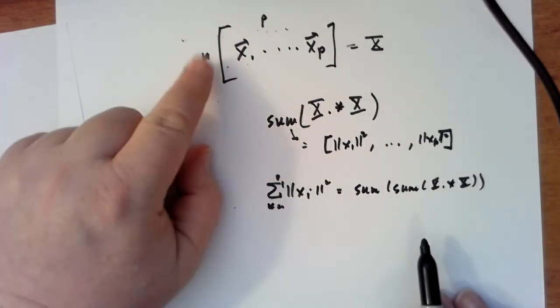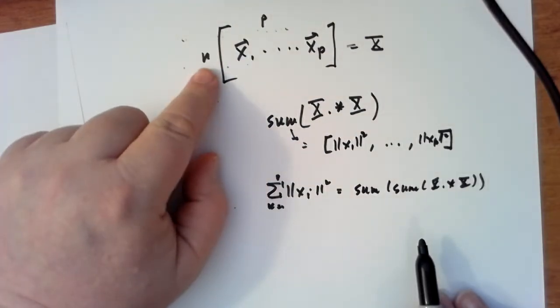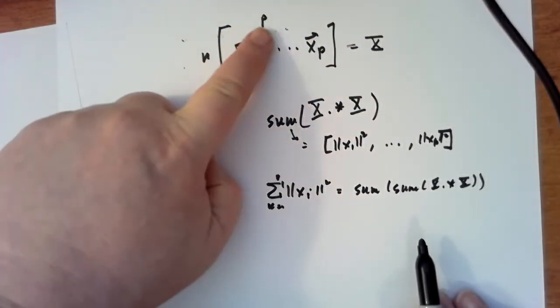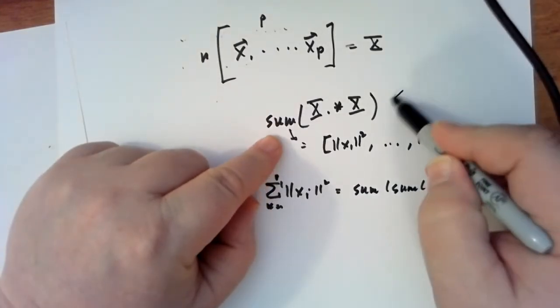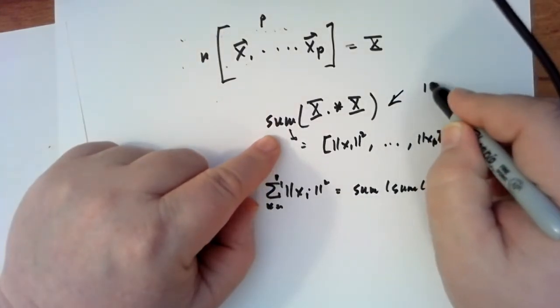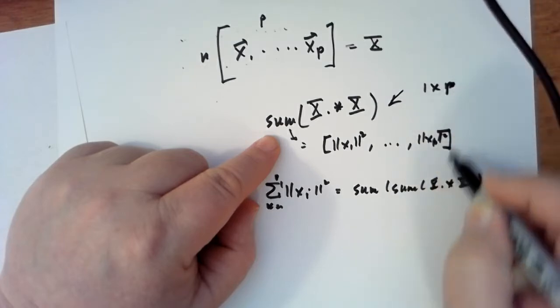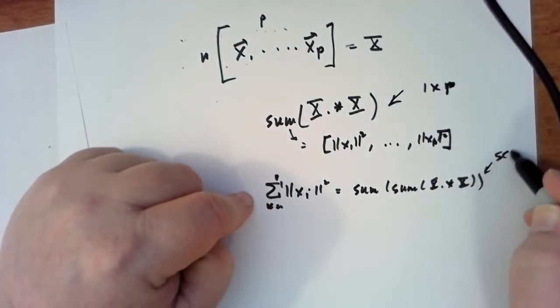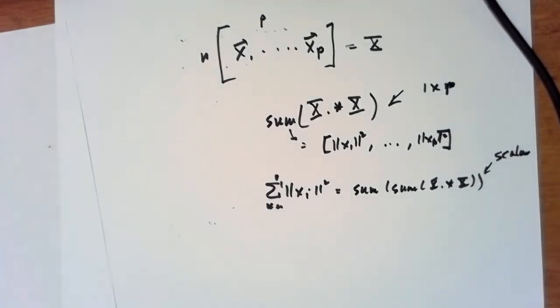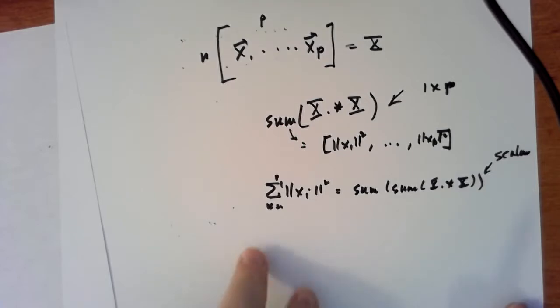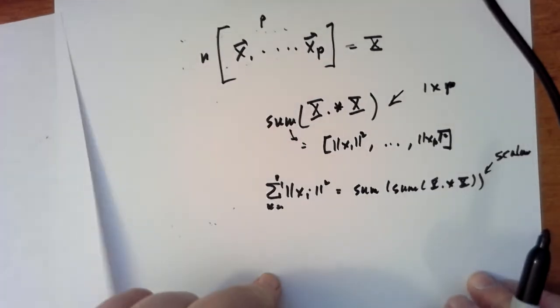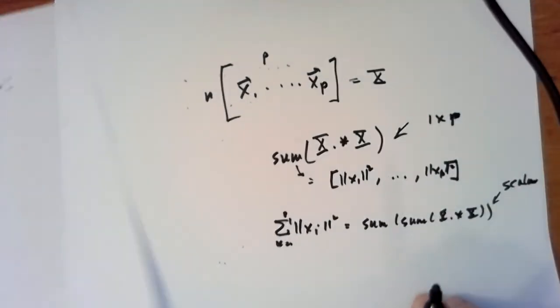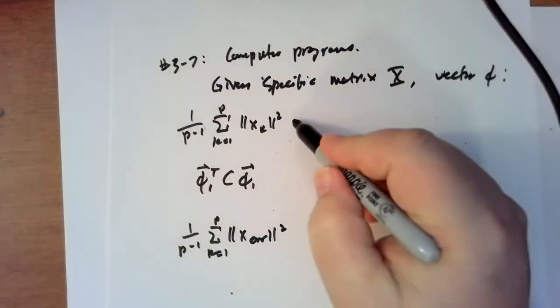Now remember that the sizes have to match, right? So if you've got an n by p matrix, this should be what size? 1 by n, or 1 by p, sorry. And then this, of course, is a scalar, right? So be careful with the sizes of things. Good. So now, that's how you do this one.